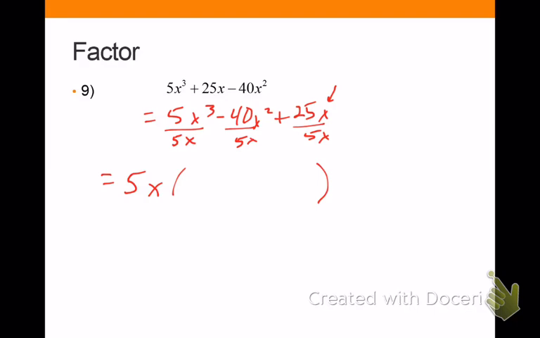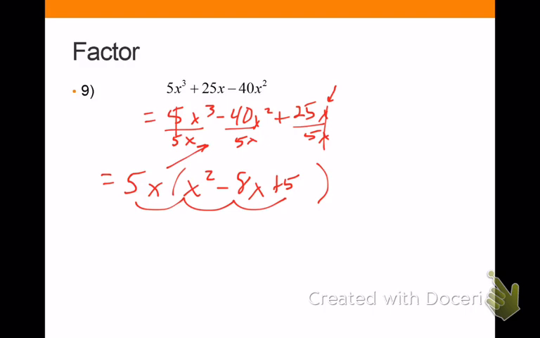So what happens when we do that? 5 divided by 5 is 1. X to the third divided by x, subtract the exponents, 3 minus 1 is 2, so this becomes x squared. Negative 40 divided by 5 is negative 8. X squared divided by x, subtract the exponents, 2 minus 1 is 1, so this becomes minus 8x. 25 divided by 5 is 5. The x's divide out to 1, and so we're done. I know that if I distribute 5x to this polynomial, I'll get back to this guy up here.